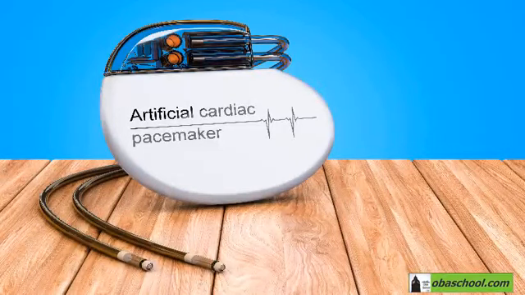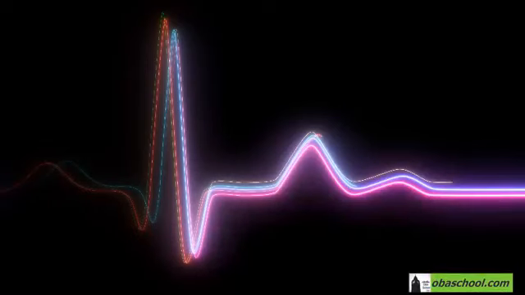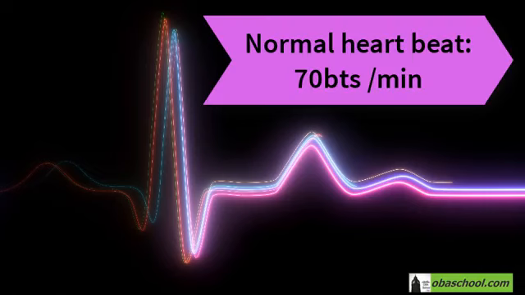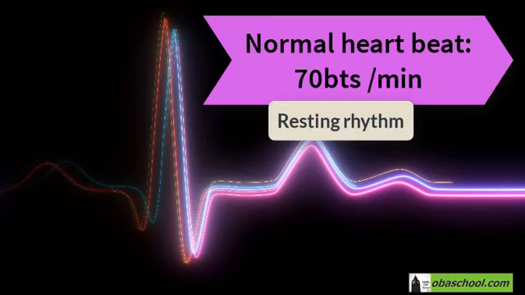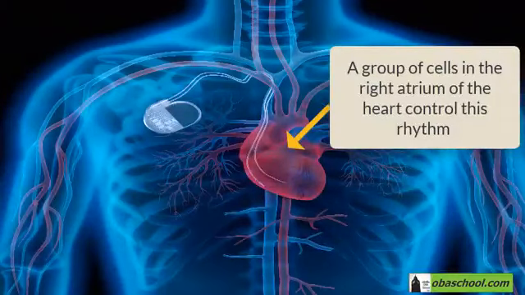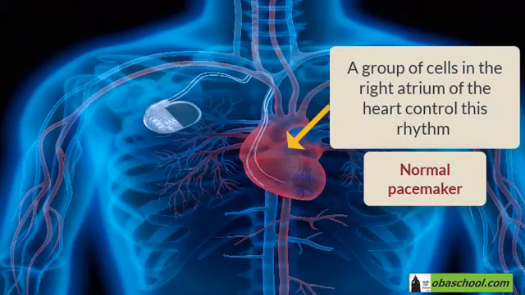Another important technology is the artificial pacemaker. We know that the normal heart beats around 70 beats per minute during rest, and we call this the healthy resting rhythm of the heart. A group of cells in the right atrium of the heart control this rhythm. They act as a normal pacemaker.